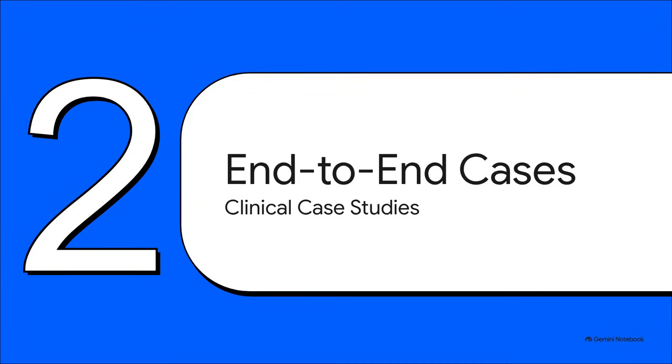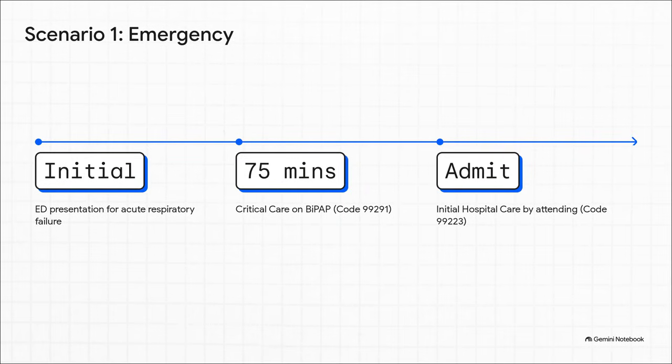Section 2, End-to-End Clinical Case Studies. Let's see this in action. Imagine our first scenario. A patient presents to the ED with acute respiratory failure. Because this is life-threatening and requires 75 minutes on BiPAP, we capture that intensity with critical care code 99291, or potentially an ED level 99285 depending on the exact timeline.